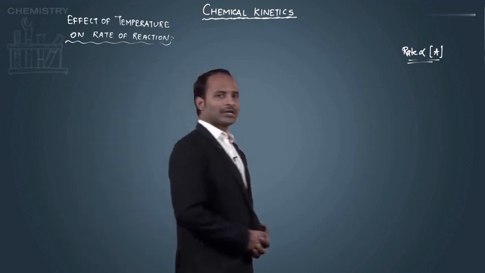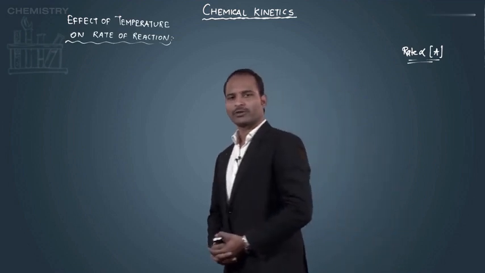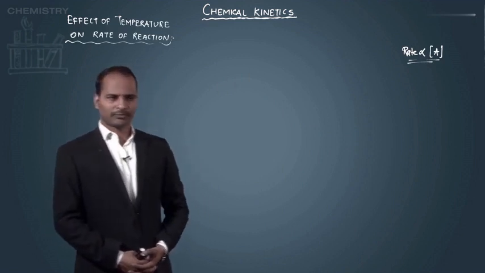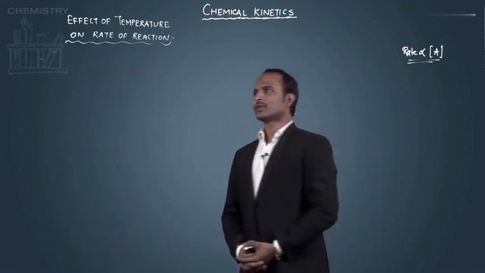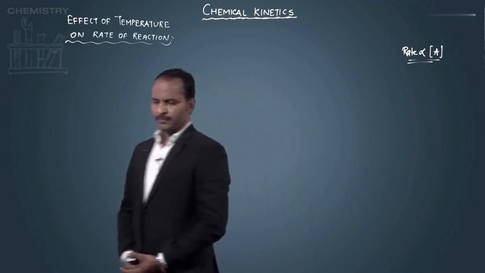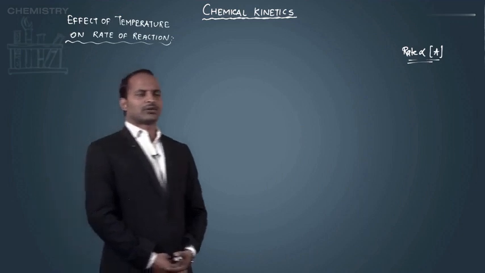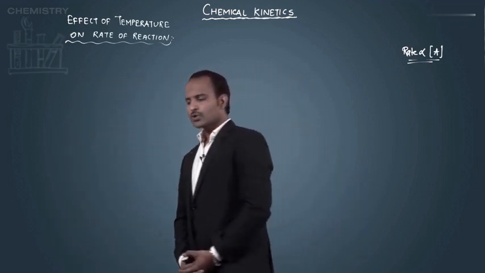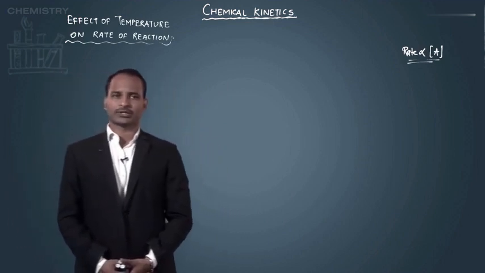Generally, endothermic reactions are favorable at higher temperature and exothermic reactions are favorable at lower temperature. So here we are talking mainly about endothermic reactions. So if the reaction is endothermic, then the rate of reaction goes on increasing with the increase in temperature. The question arises: why does the rate of reaction increase on increasing the temperature?